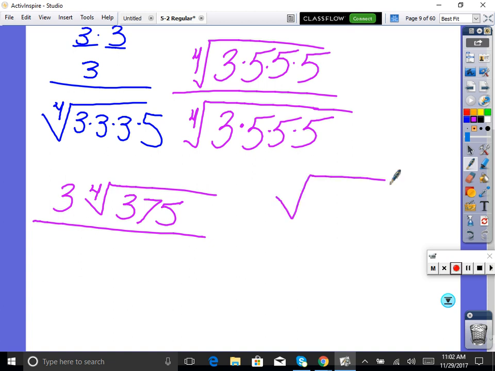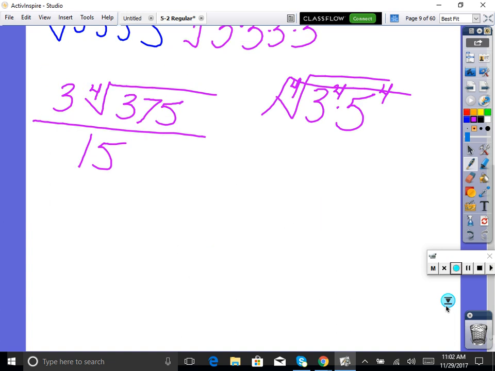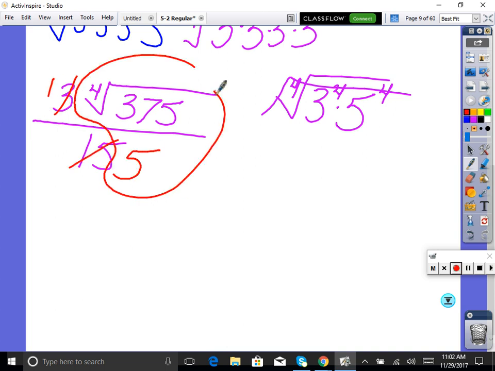On bottom, don't I have the 4th root of 3 to the 4th times 5 to the 4th? So root cancels out power again. That was our goal. So 15 was on bottom. So now once again, because it's multiplication, connecting that stuff together, we can divide. 1 over 5. There's our answer.